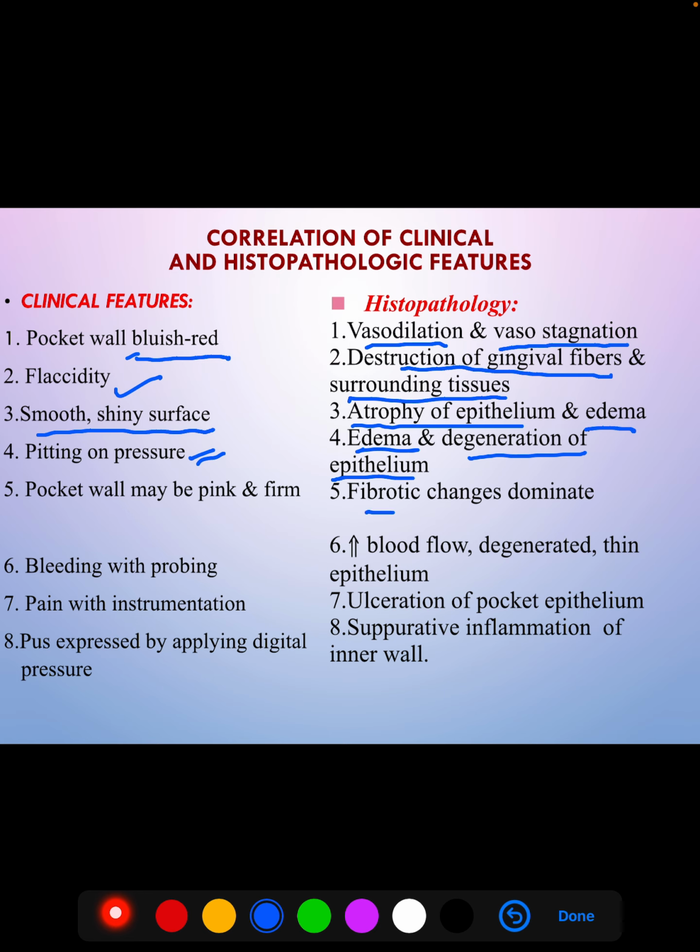When the fibrotic nature dominates, it will have a pink and firm appearance. Consistency will be pink in color and firm in consistency. The reason for the bleeding on probing is increased blood flow, degeneration and thinning of the epithelium.